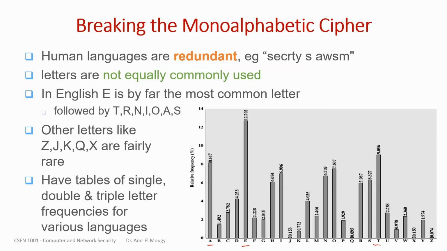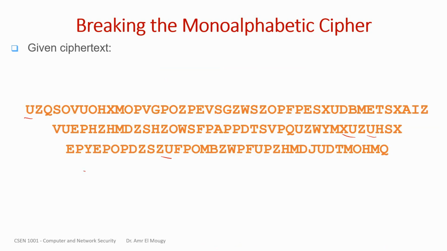Okay? So if you have a ciphertext message like this one, what clues do you have to be able to decrypt? If you count the occurrence of each letter, basically you're counting the frequency of each ciphertext letter, and you figure out that U is the letter that is repeated the most.